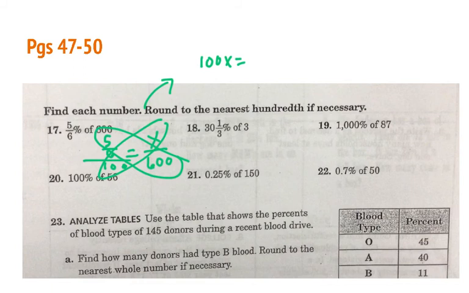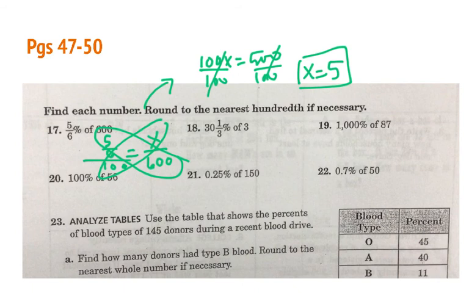So 5/6 times 600 is 500. And then we can just divide by 100, and we know those cancel out, so x is going to be equal to 5. Okay, so that is how you do that one.